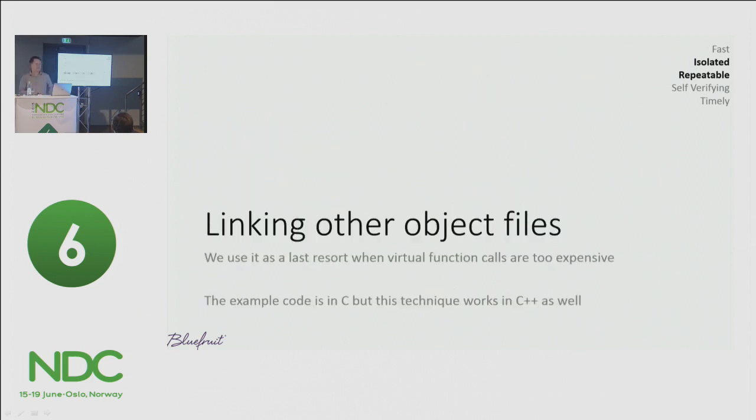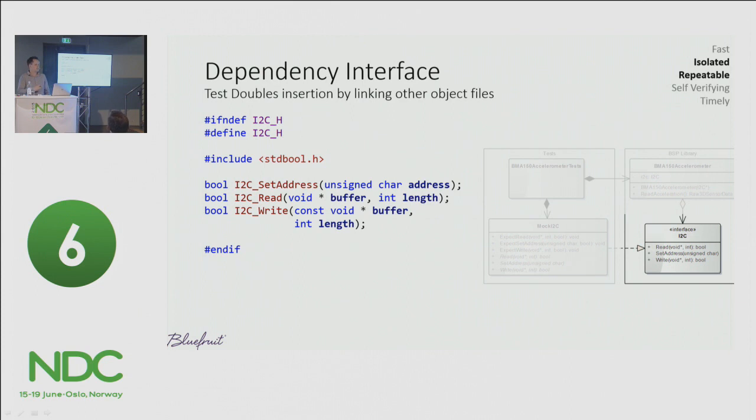So the final technique I'm going to talk about is inserting test doubles by linking other object files. So we use this technique when the system under test is time critical, so usually down at the driver level, and the virtual function calls have become too expensive. So the example I'm going to show is in C, but this works exactly the same in C++. So with this technique, dependency injection is just the function declarations of the I2C. We don't want any virtual function calls, so the system under test is going to call its dependency directly.